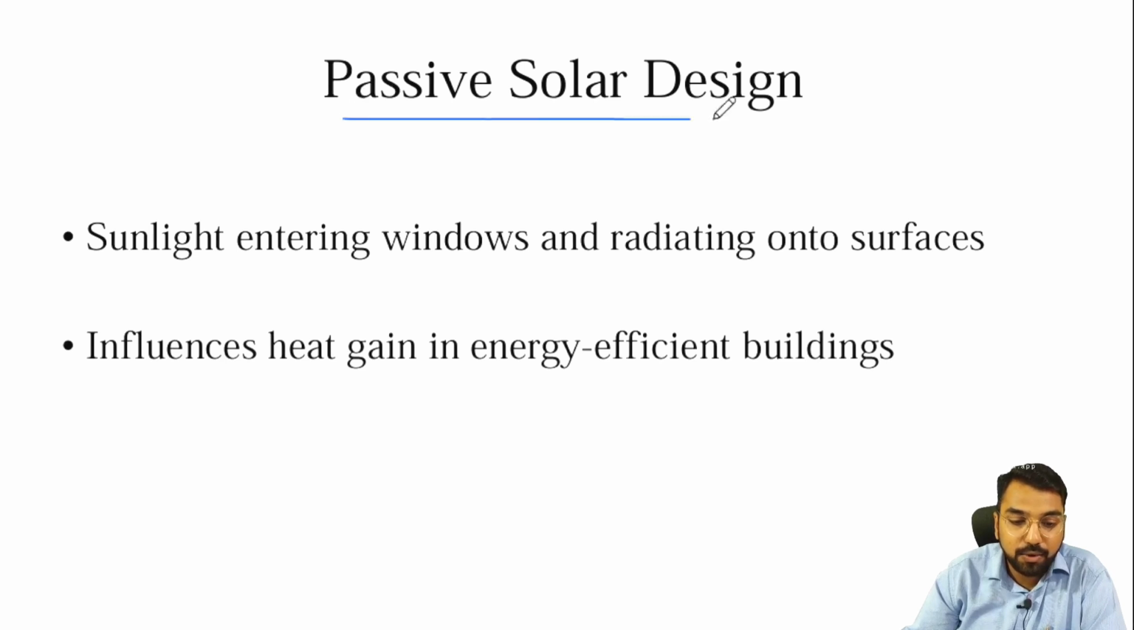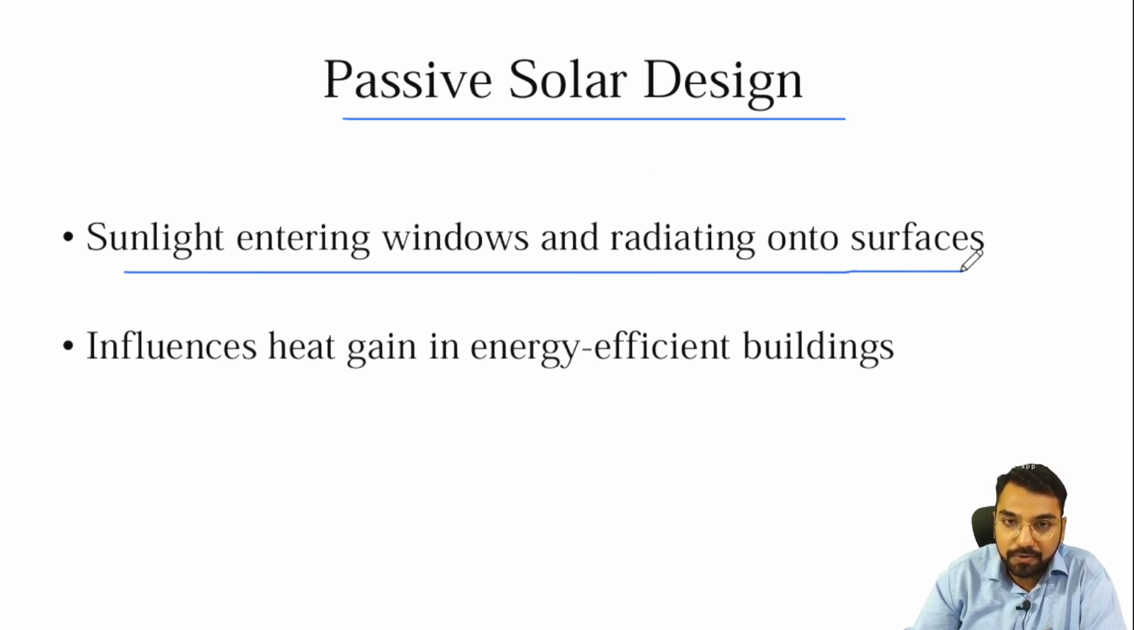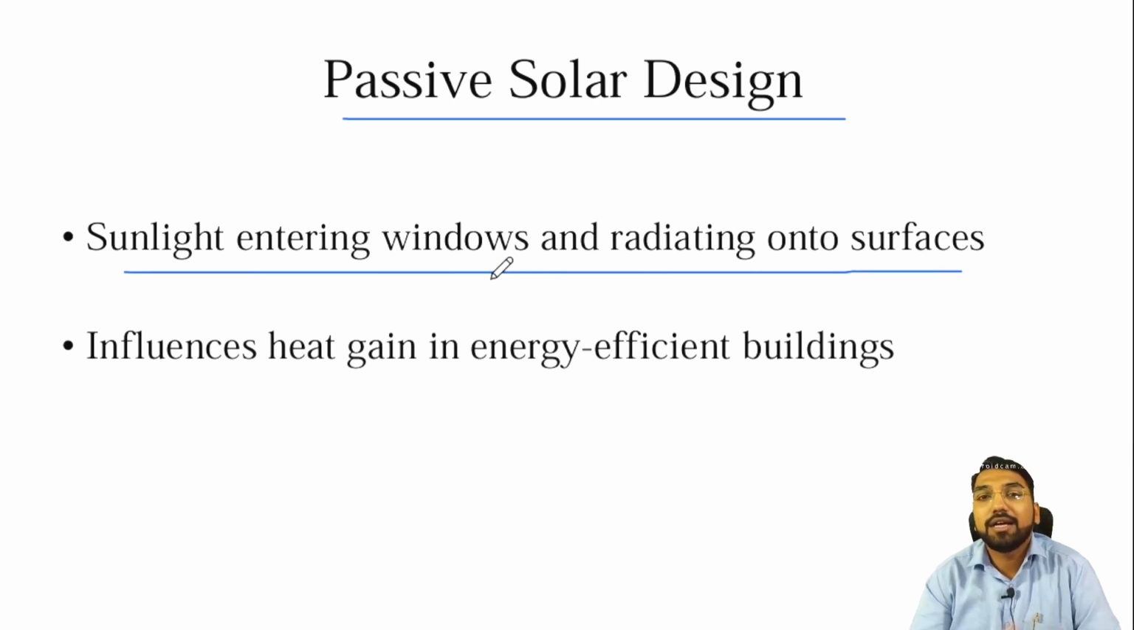So passive solar design: the sunlight entering the window and radiating onto the surface. In the last lecture, I gave an example of multi-story buildings in metropolitan cities. There the sunlight enters through the window, and the total building is covered with thermally coated glass, and the amount of heat that enters the building through that glass is mainly important for calculating or minimizing the cooling load.